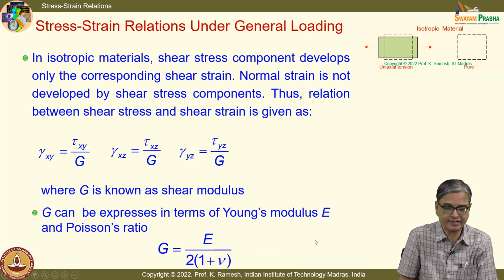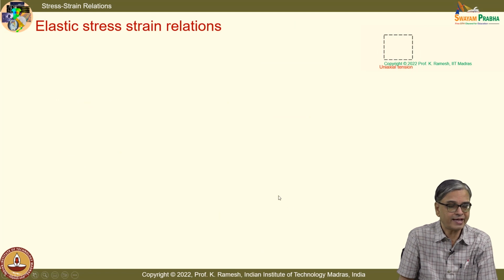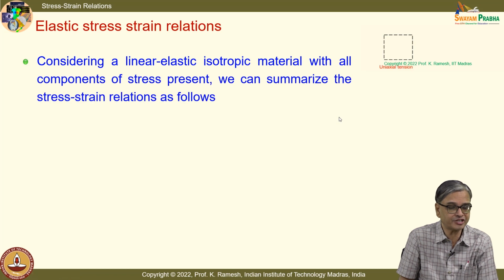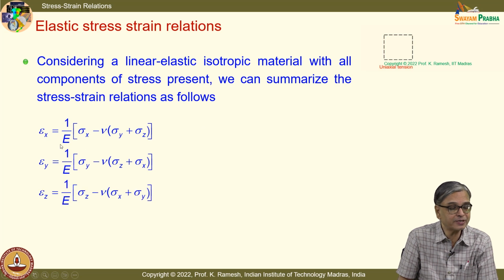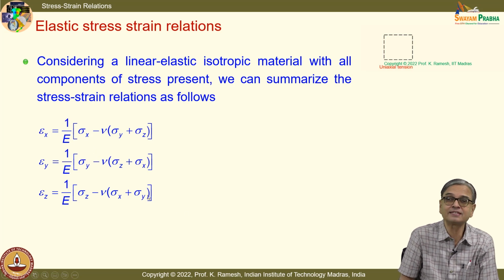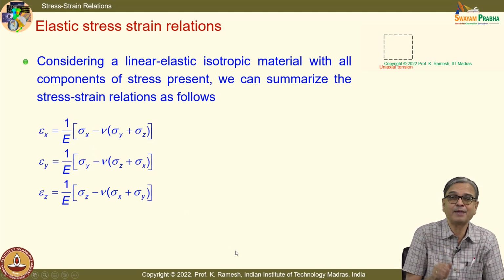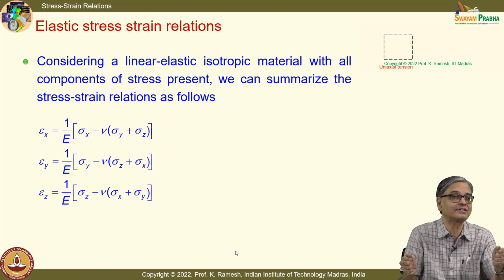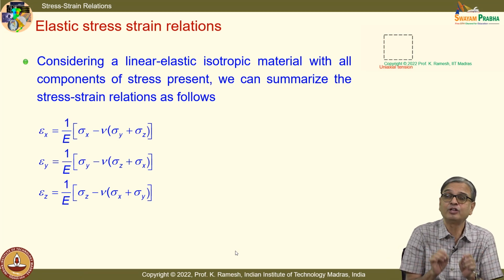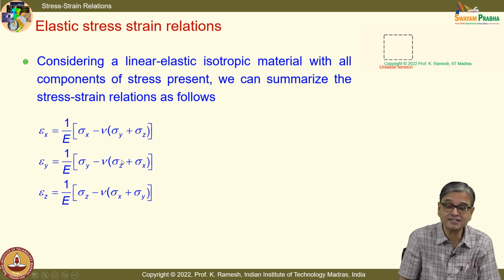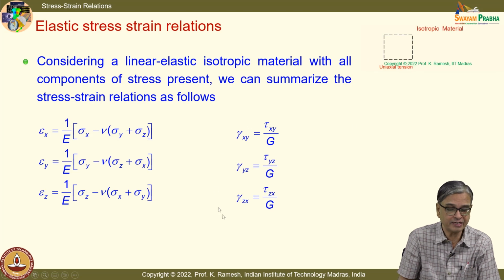And let us summarize these relations. So I have the elastic stress strain relations. So when you say stress strain relation, you will have to write the complete expression for epsilon x, epsilon y and epsilon z. Don't stop at sigma x or sigma y. That can happen if I apply stress in the sigma x direction or sigma y direction alone. When you say stress strain relation, this is the stress strain relation. Okay. And you have shear strain related to shear stress.